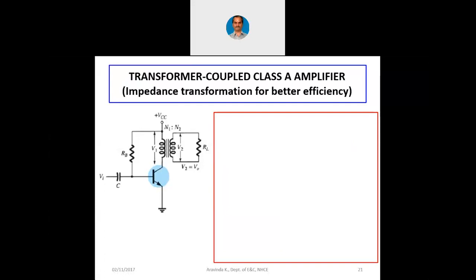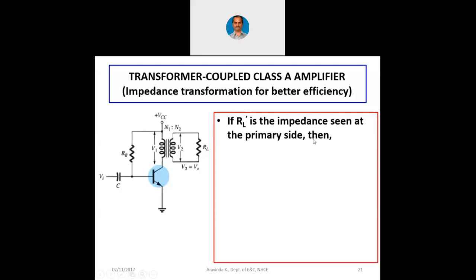I had shown you in the beginning that there can be three types of coupling. One is called capacitive coupling, one is called inductive coupling, and one is called direct coupling. Now in this case we are going for a transformer. This is basically an inductive coupling, a mutual inductive coupling when we use a transformer. So let us see how this transformer coupling helps us in increasing the efficiency of the circuitry.